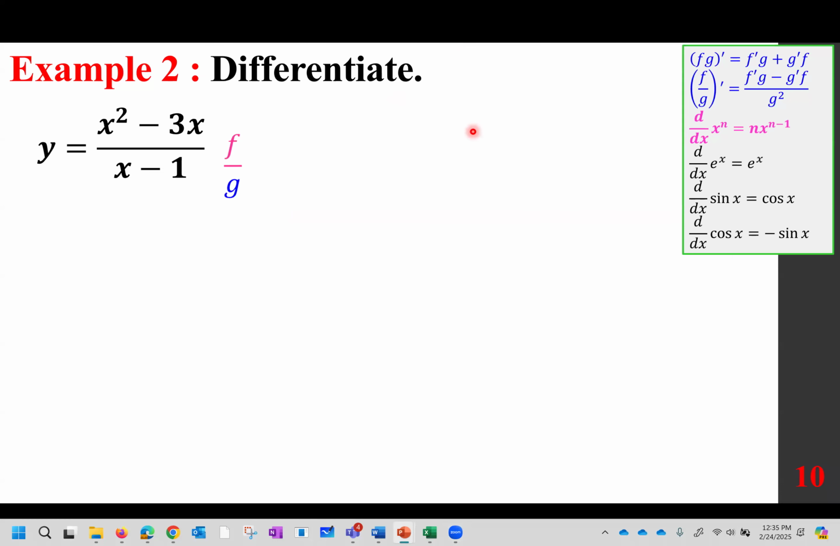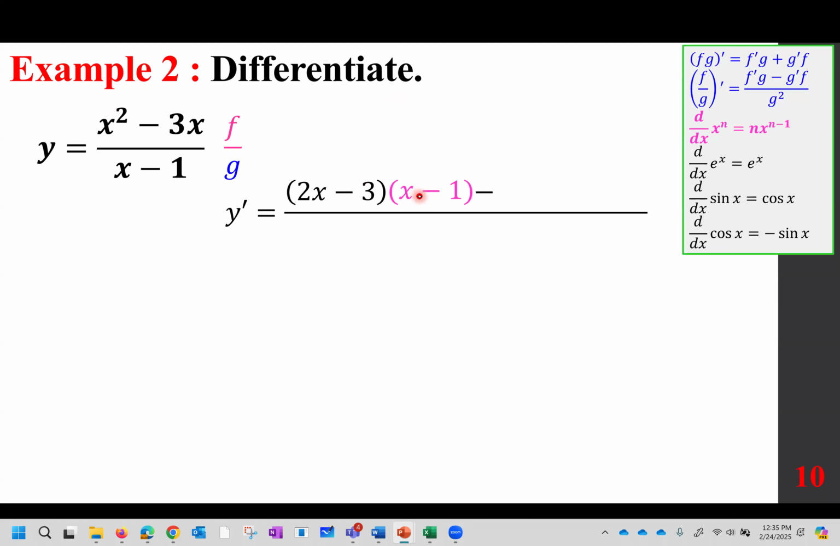All right, so this is f over g. We are following the rule. F prime, 2x minus 3, times g, just write the bottom function, x minus 1, minus g prime, which is 1, times f, which is the top function, x squared minus 3x. And you just put the g, the bottom, and square it. And we're done with calculus.